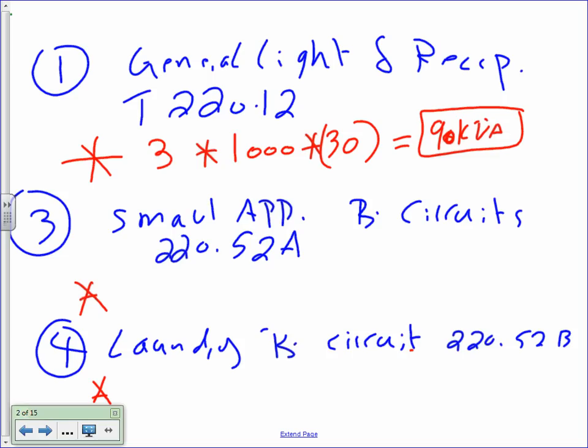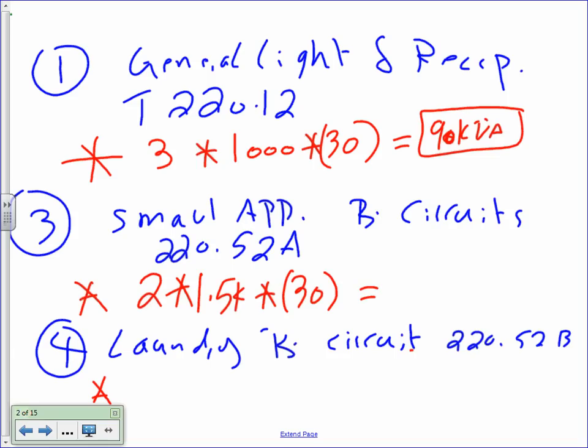Small appliance branch circuits, 220.52(A). What does it say? How many small appliance circuits, guys, do we have? 2. Okay, so 2 small appliance circuits multiplied. What's the allowance for each small appliance circuit? 1,500. From now on we talk kVA. So in kVA language, what is it? 1.5. Multiply this by, how many units do we have? 30 units. Thank you. So everybody knows where the 30 is coming from, because we have 30 units.